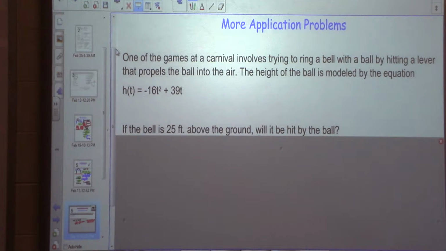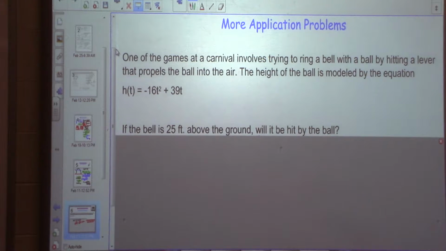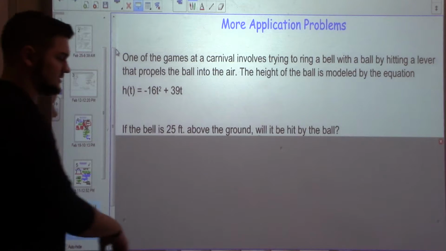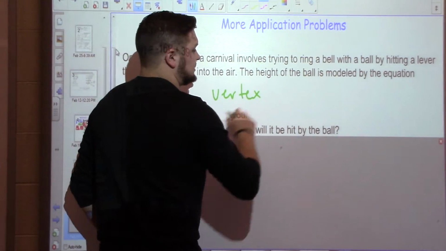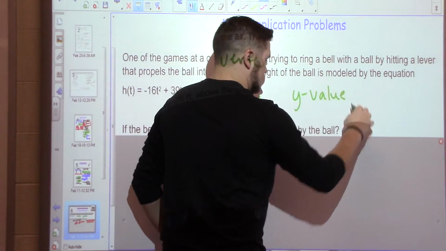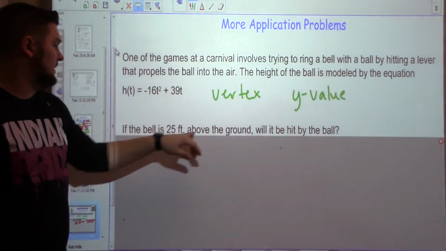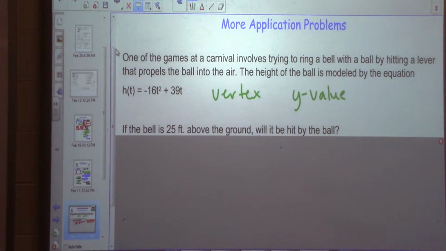Now before you start, I want to make sure we're starting in the right direction, doing it correctly. I want to know the height of the ball. I want to know how high that ball can go, which is known as the maximum height. So what should I be trying to find from this equation? The vertex. More specifically, which value at the vertex? The y value at the vertex. If I find the x value, it's going to tell me how long it took to get up there. I want to find the y value at the vertex to see what is the max height that ball is going to be able to go, and is it going to be able to hit it if it's 25 feet up there. So if the max height is below it, obviously it's not going to hit it. But if the max height is above it, then yeah, it could hit the bell. So take your function, find your vertex, find your y value.